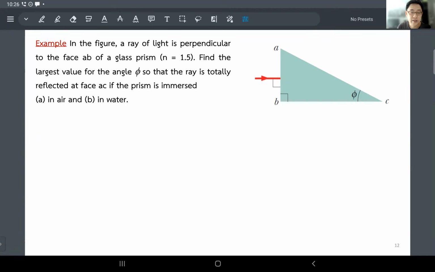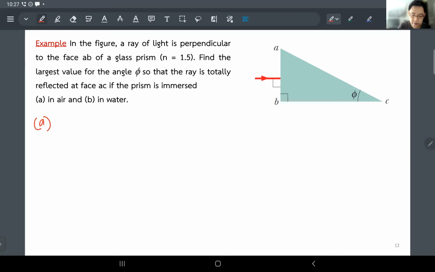Find the largest value of the angle phi so that the ray is totally reflected at face AC. So you want the light to not get through the face AC. You want it to reflect back. So if the prism is immersed in air, well, this is cool. So let's look at part A. What happens when this prism is just in air?